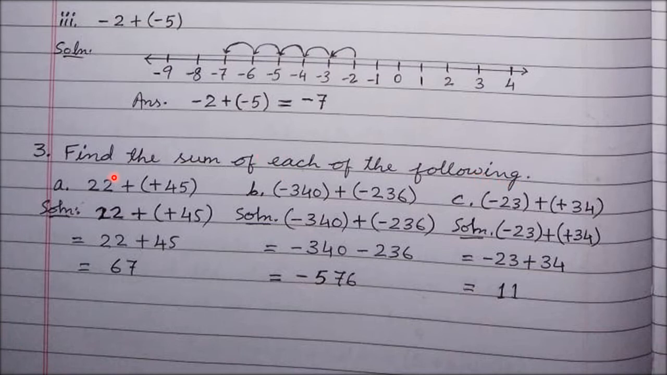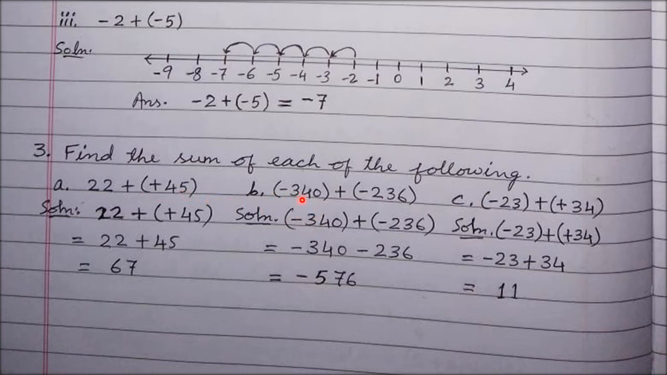Okay, we have to now act according to their signs. Solve them according to their signs. Now, 22 plus bracket plus 45. When outside the bracket has plus sign and the number inside the bracket also is positive, the plus into plus will be plus only. So, 22 plus 45 will be 67. When both the numbers are positive, we'll have to add them.